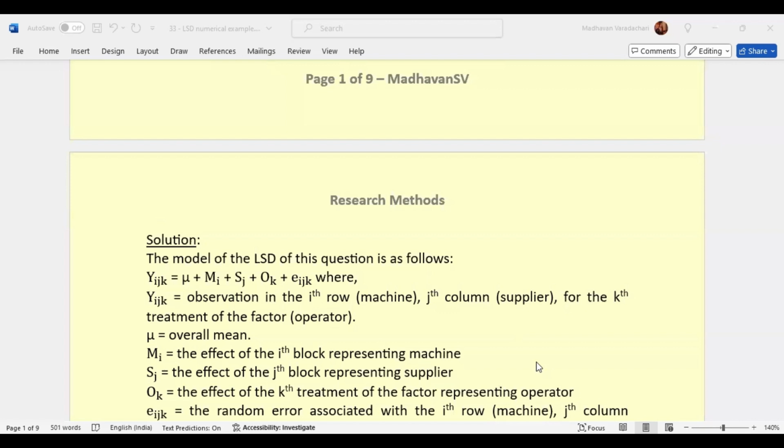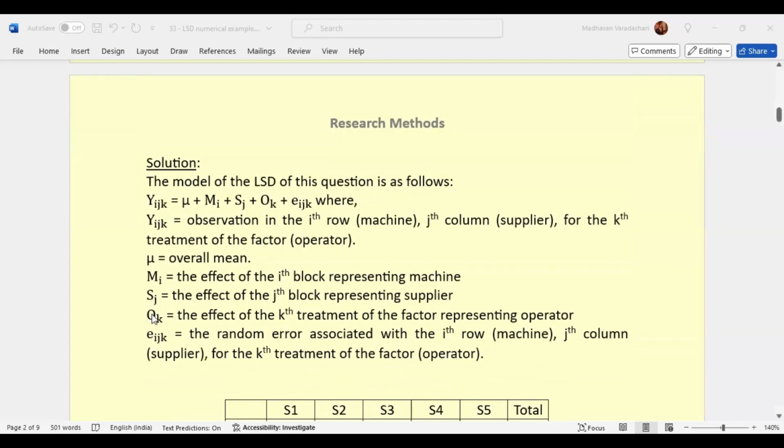Sj is the effect of the jth block representing supplier. Ok is the effect of the kth treatment of the factor representing operator. Eijk is the random error associated with the ith row, that is machine, jth column, that is supplier, and kth treatment of the factor, which is the operator.